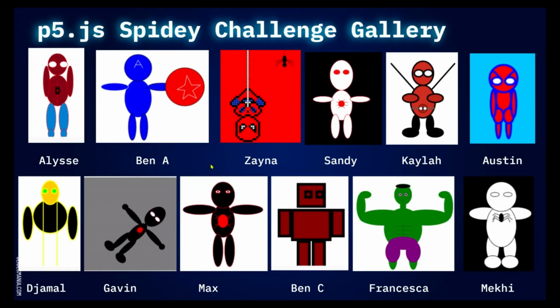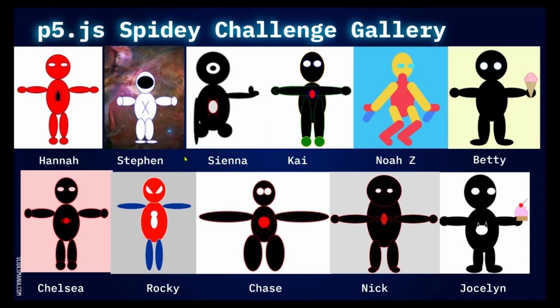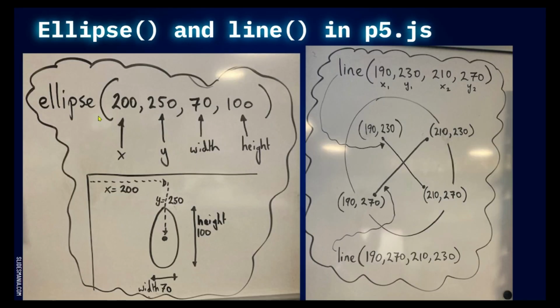Hey friends! We're going to make our own custom superhero like these using p5.js. We can draw ellipses where we set the x and y values of the center of the ellipse, so how far to the right, how far down. We set the width and height as well.